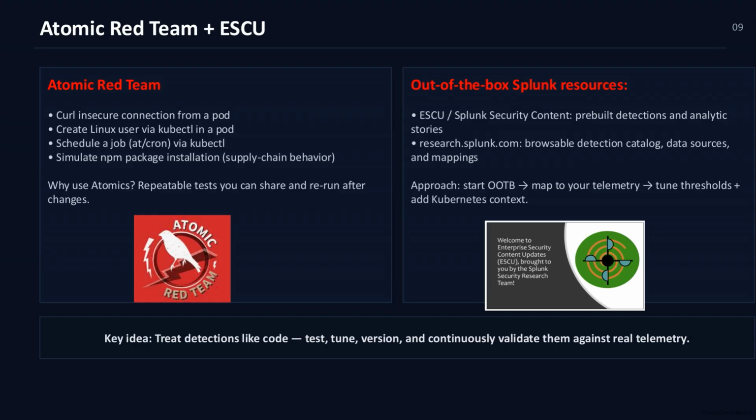environments. On the other side, ESCU offers out-of-the-box Splunk resources, providing pre-built detections and analytic stories. This includes a detection catalog accessible via their research site, allowing you to map these resources directly to your telemetry, adjust thresholds, and apply Kubernetes context seamlessly.